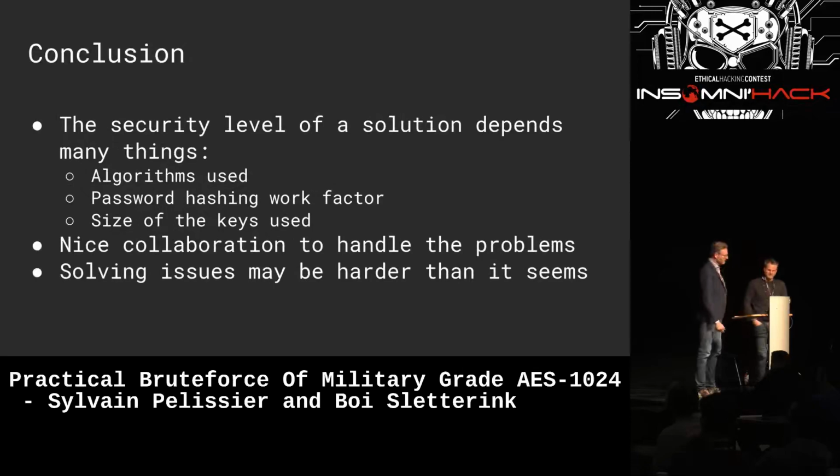So our conclusion. As you have seen, it's really difficult to assess the level of security of a solution. It depends on many things: the algorithm used, the size of the key, the number of iterations. So we have to be careful when we announce numbers. And with this talk, I wanted to show that, as you may have seen in previous talks, sometimes it's difficult to do vulnerability disclosure and sometimes it's badly done. And for this project, it was really a nice collaboration, and in a good way.